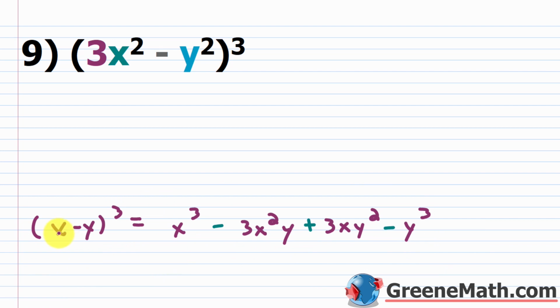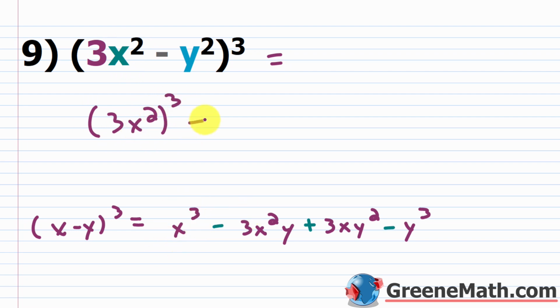So again, x is going to now be 3x squared. So everywhere there's an x, you're plugging in 3x squared. Y is now going to be y squared. So everywhere there's a y, it's going to be y squared, okay? You're just plugging into the formula. That's all you're doing. So the first guy here is going to be cubed. So 3x squared is going to be cubed, okay? It's just from right here.